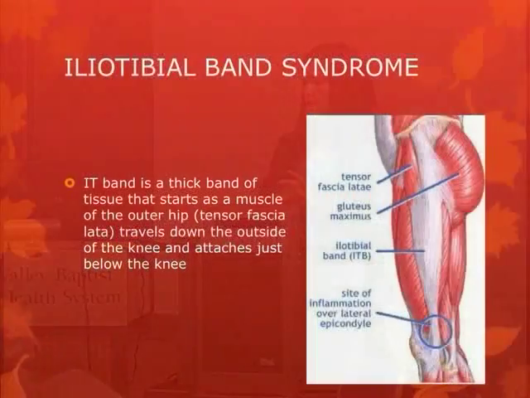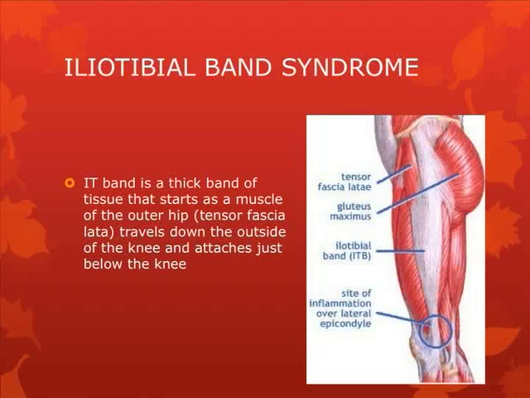Moving on to iliotibial band syndrome, which is another really common running injury. So the IT band, as we call it, because we don't like to say iliotibial band over and over, actually starts as a muscle up on the hip on the outside of the hip. And that's called the tensor fascia lata. And then it turns into a very thick fascial band, a thick band of tissue that goes all the way down past the knee and inserts onto the small bone on the outside, the fibula.